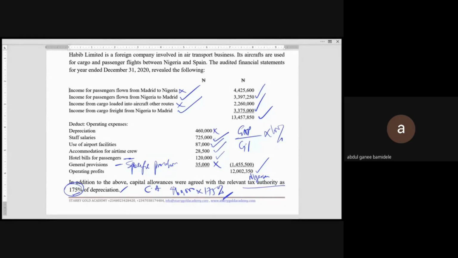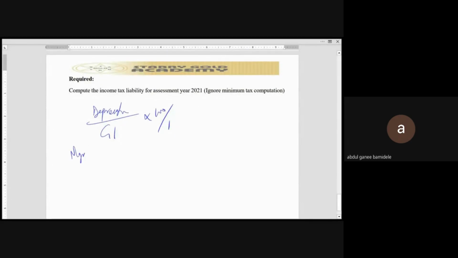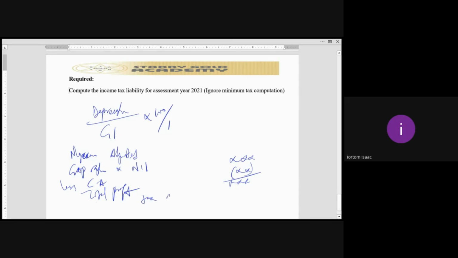After having that, the next thing is to do your Nigerian adjusted profit. So you multiply the global adjusted profit ratio by the Nigerian income. You have your figure. Then you less capital allowance, and you arrive at your total profit. Then you apply your tax rate, let's say 30%. The tax payable will be the answer that you arrived at. Am I correct?